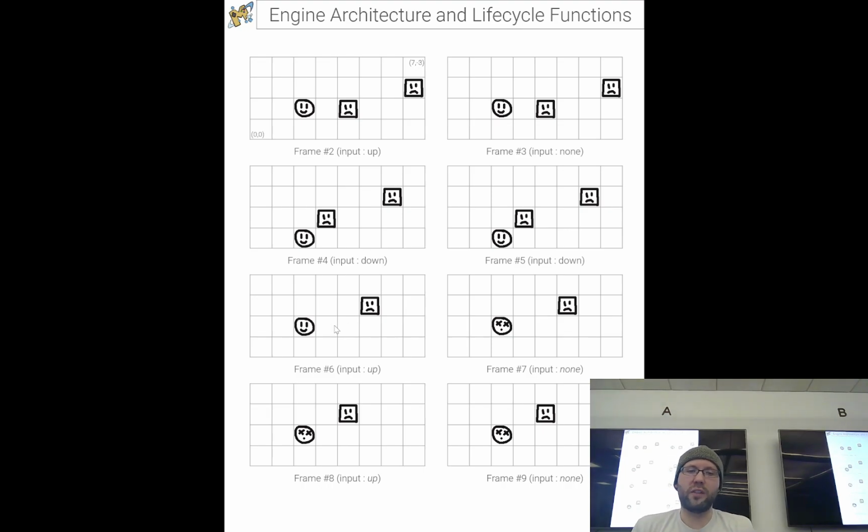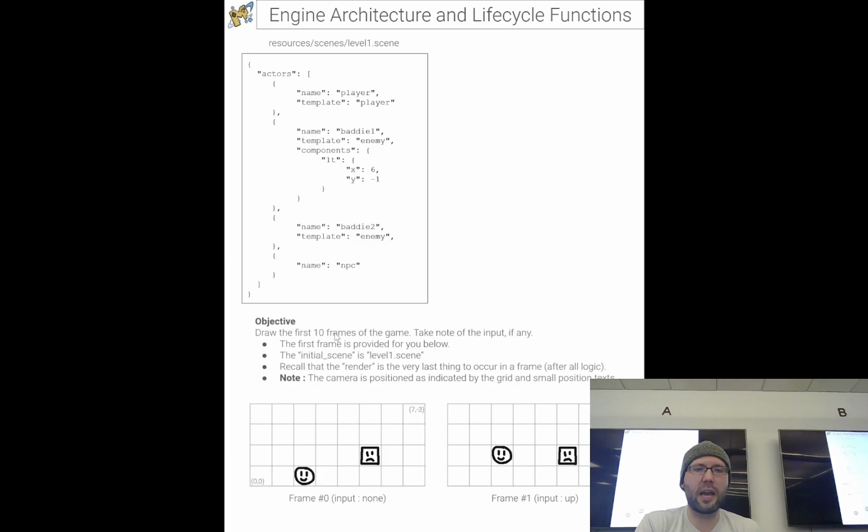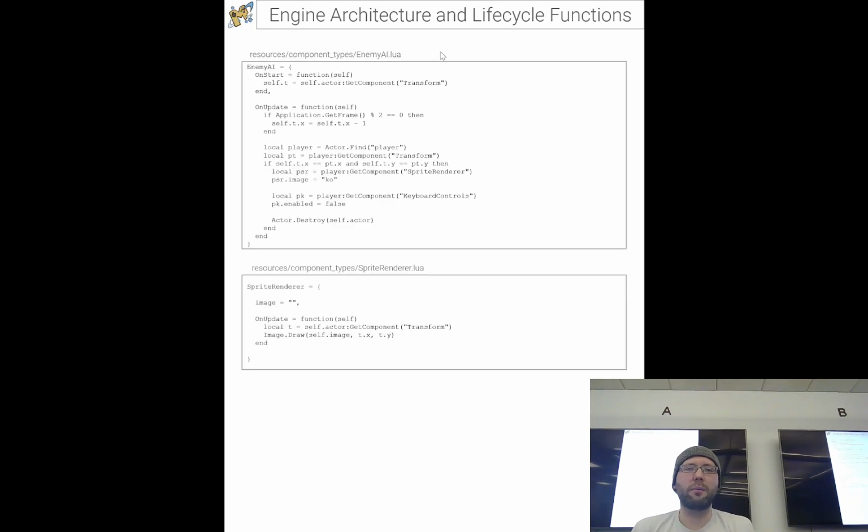The enemy moves here, okay? The enemy hops onto the same frame, because it's an even frame, so they move to the left. The enemy then discovers that they are on the same tile, the same position as the player. They then change the player's sprite render's image to KO, and then they turn off the keyboard control component on the player. They set it to dot enabled. If you've done homework 7, you know dot enabled is a thing that all components have in our engine. And then they destroy the enemy actor.